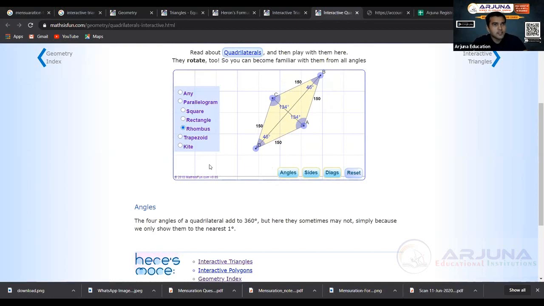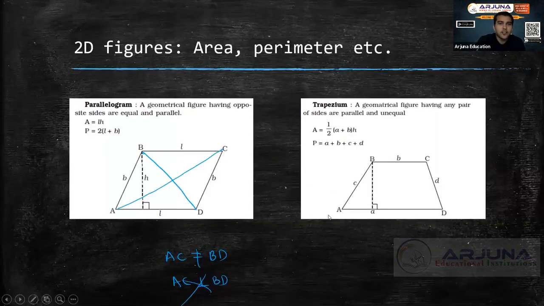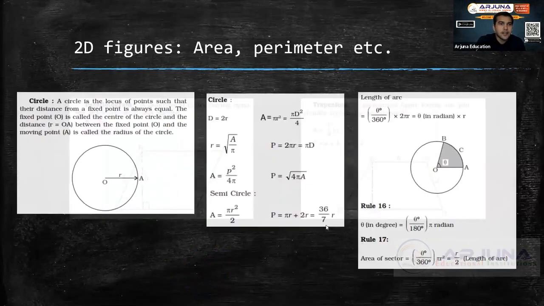Okay, and those who are intelligent enough would have already seen the website and noted it down, and I'm sure you will go through it later. Fine. So I'm coming back to my presentation. There are different quadrilaterals we finished, and now we will go to circles, right?